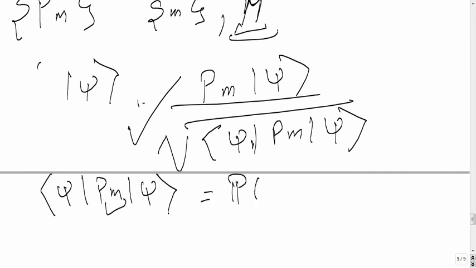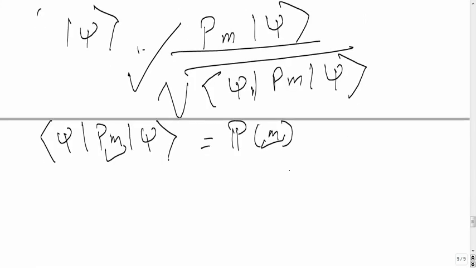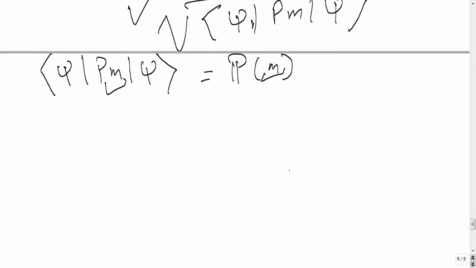This is the probability that the measurement value would be small m of the variable capital M which we are trying to measure. This is what postulate 4 says. And obviously, since we know that if I sum this over all possible values small m of the variable capital M, this is equal to 1.